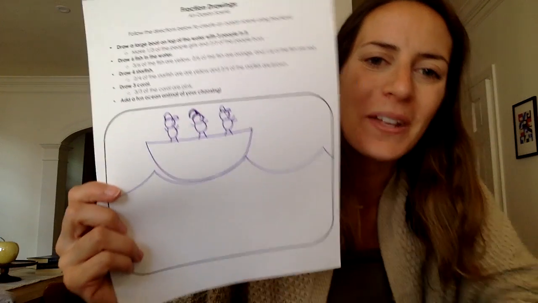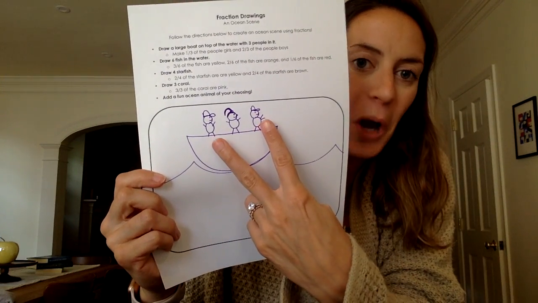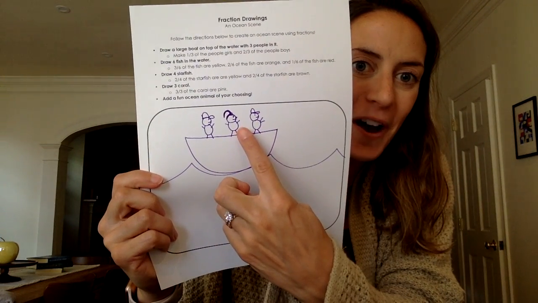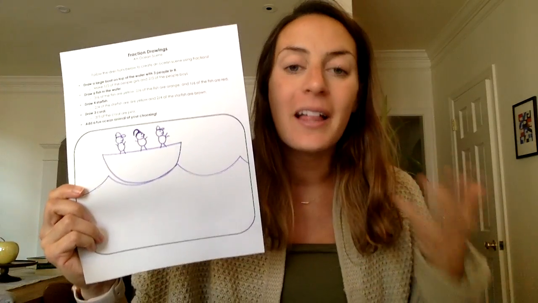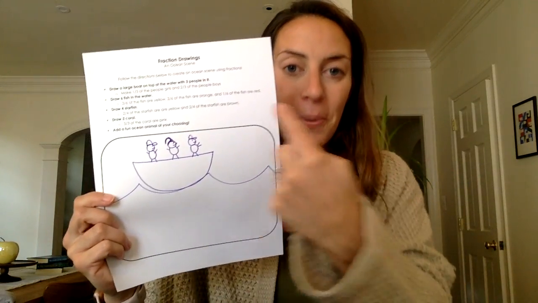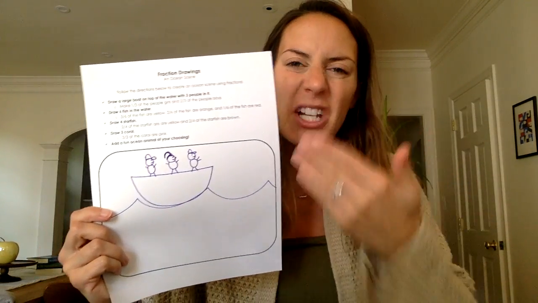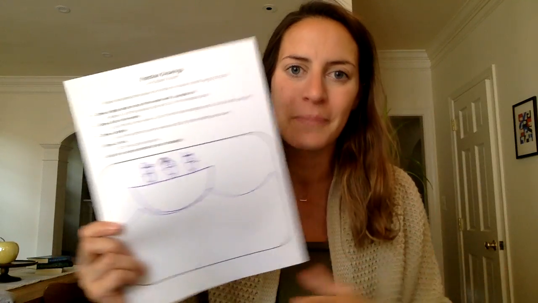All right. So now I followed the first direction. I have a boat with 3 people. 2/3 of my people are boys. 1/3 of my people are girls. That is a fraction. These 3 people represent the whole, and each one of them an equal part. Pretty cool. Let's keep going. Draw 6 fish in the water. Okay.